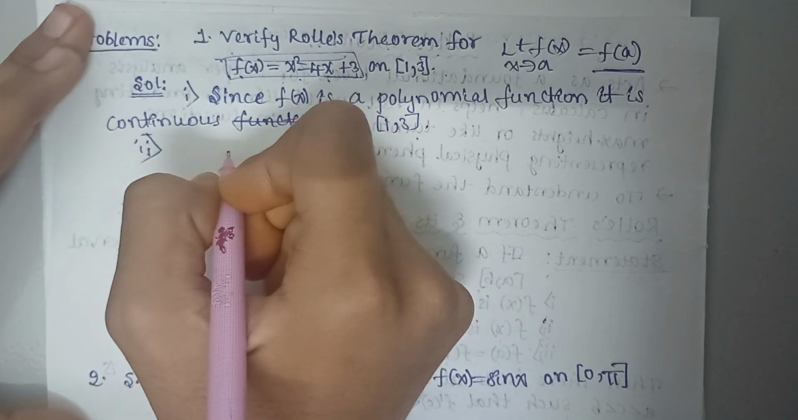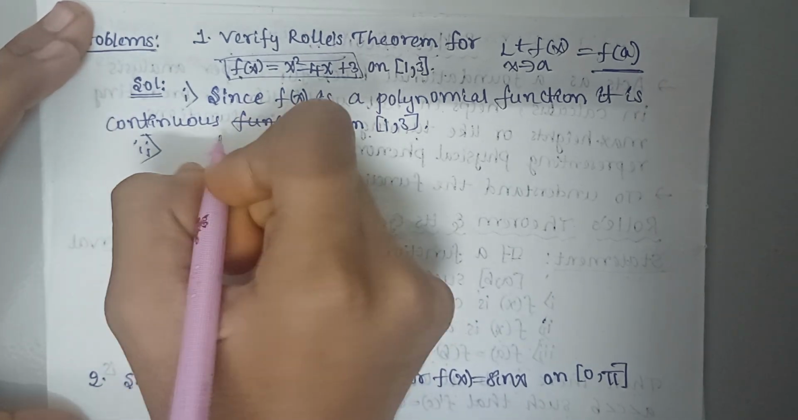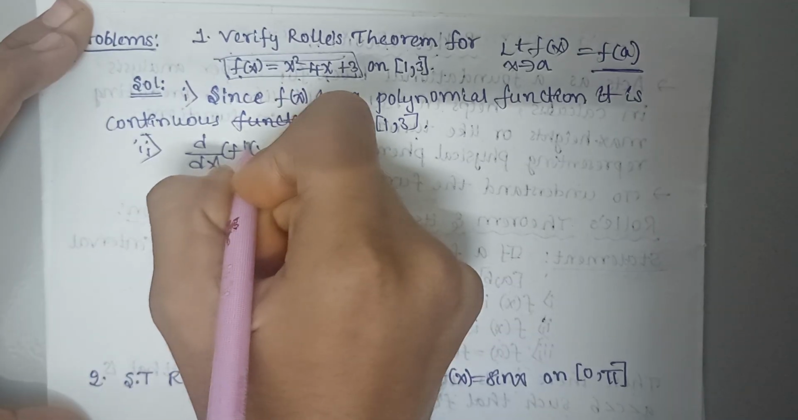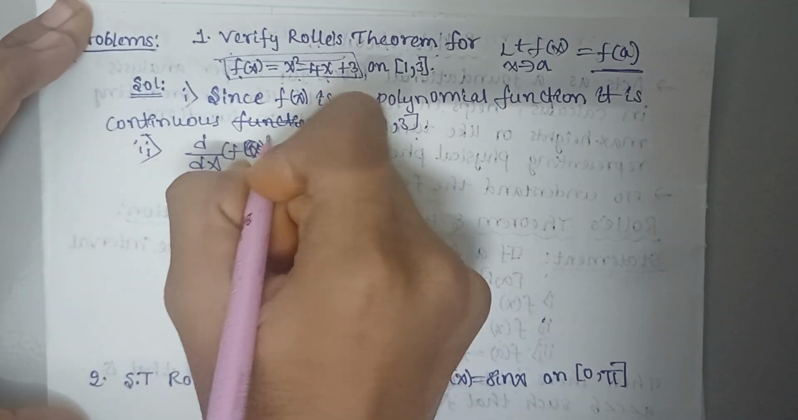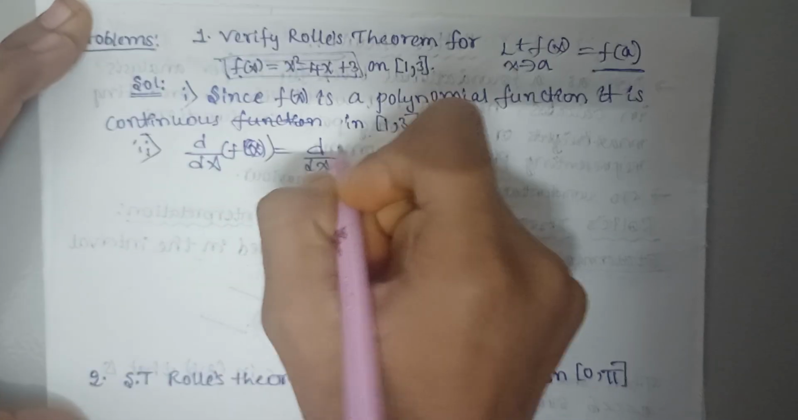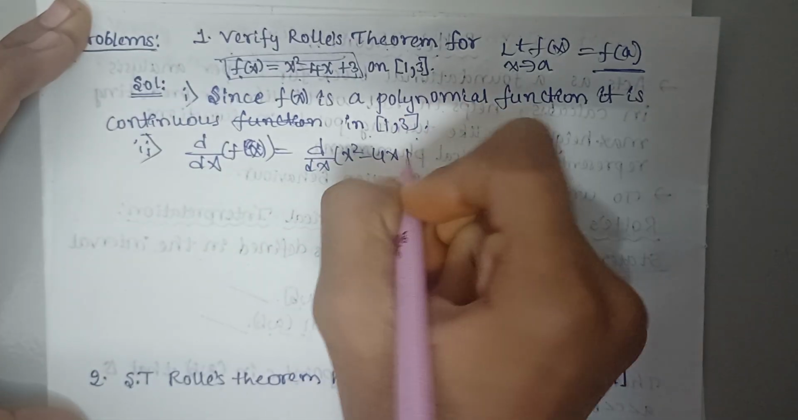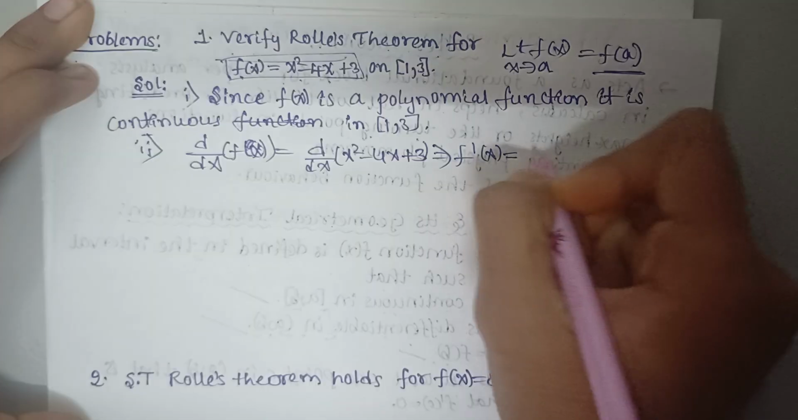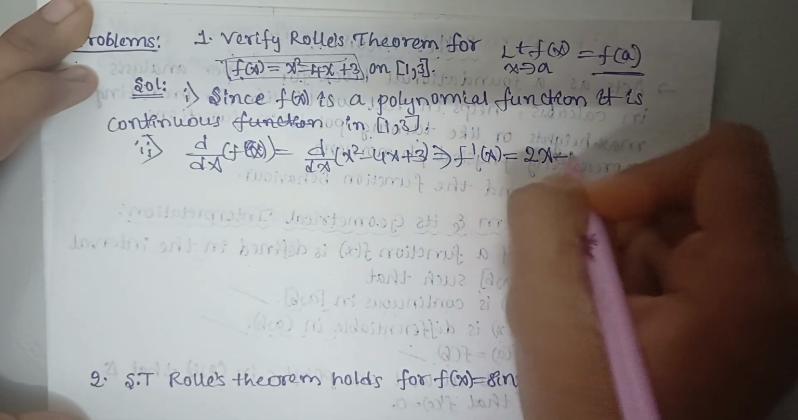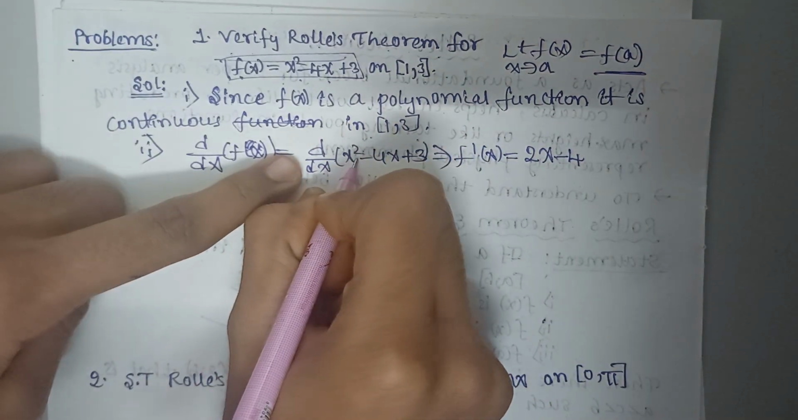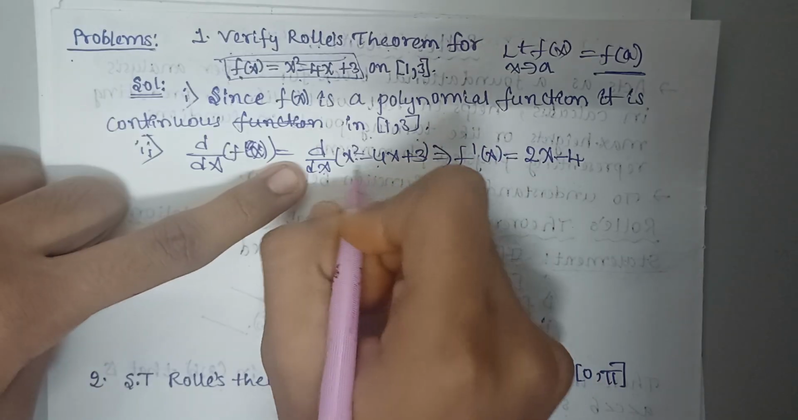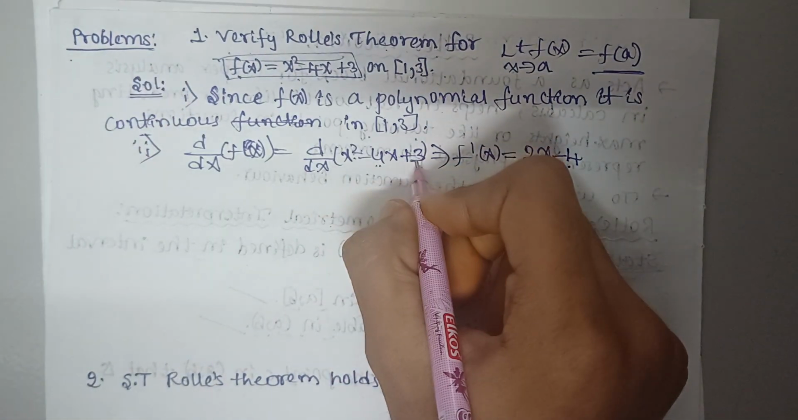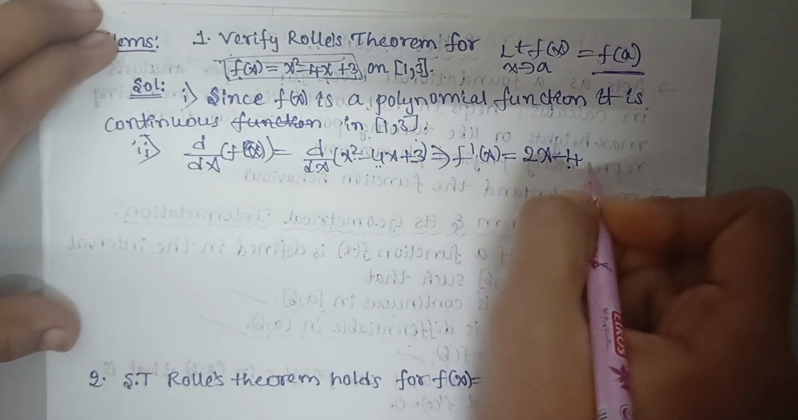Now let us see whether this f of x is differentiable or not. That is d by dx of f of x, which is equal to d by dx of x square minus 4x plus 3, which is f dash of x, equal to d by dx of x square, that is 2x, minus d by dx of 4x, which is minus 4, and the derivative of the constant is 0.